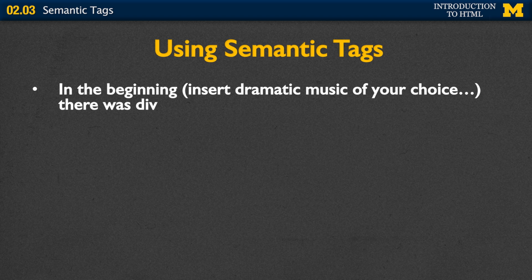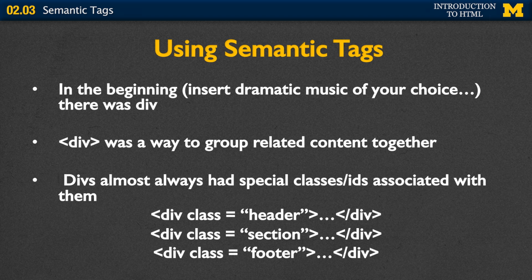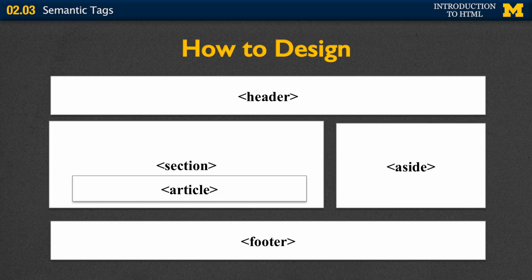So you may recall that one of the most common tags used to be the div tag, because in the beginning, kind of dumb, you did everything with div. You would go through your page, group it together, and put each group into a div tag. These divs almost always had some sort of special class or ID associated with them. So for instance, one div might have the class of header, another the section, another the footer. This way, you could go back to your design and really break it up into a way that worked best for you.